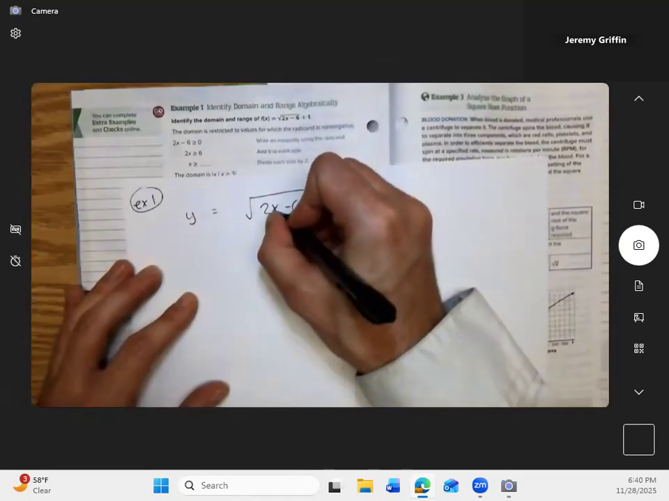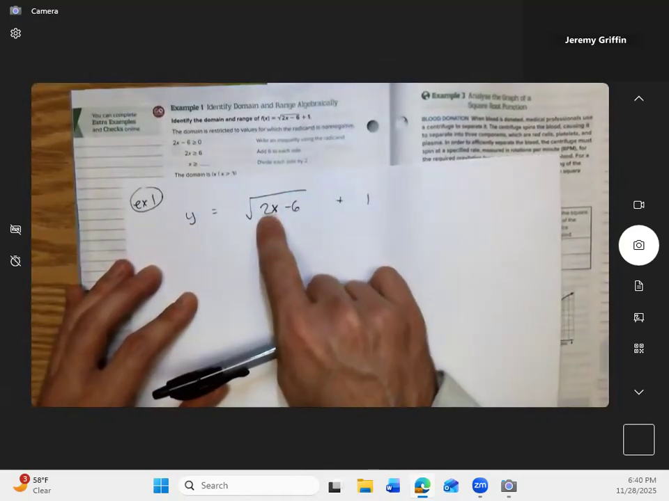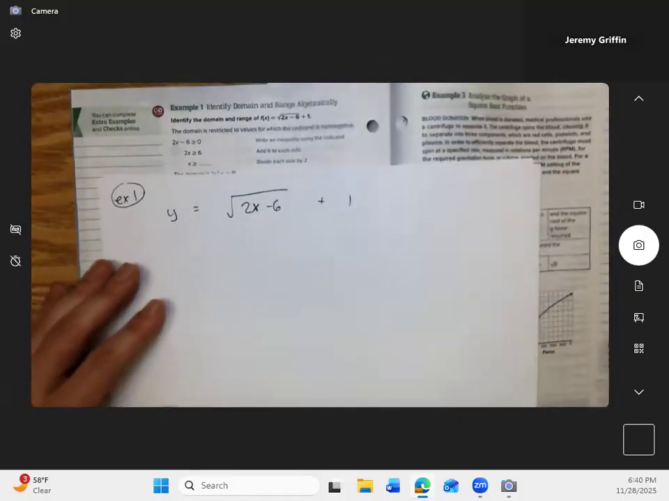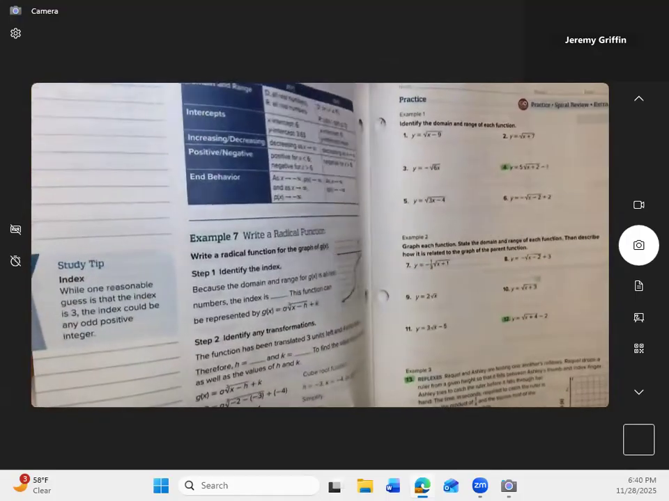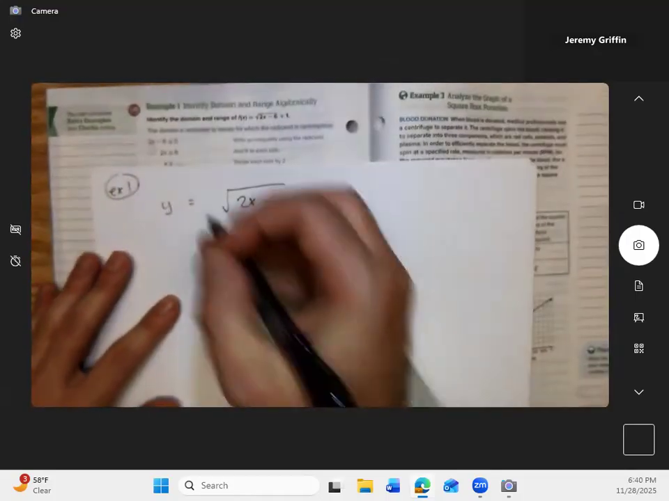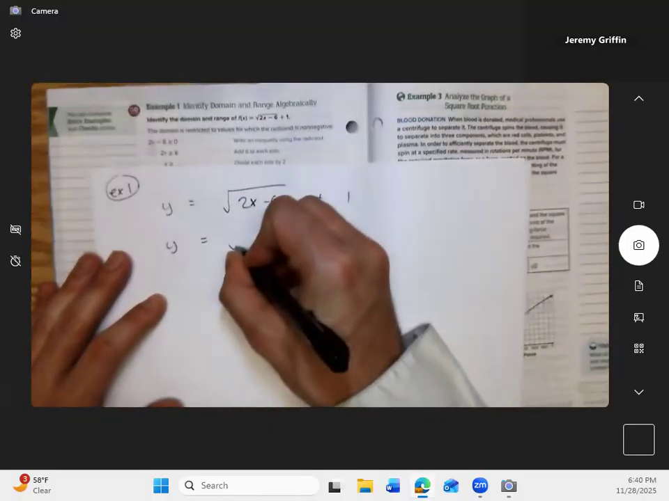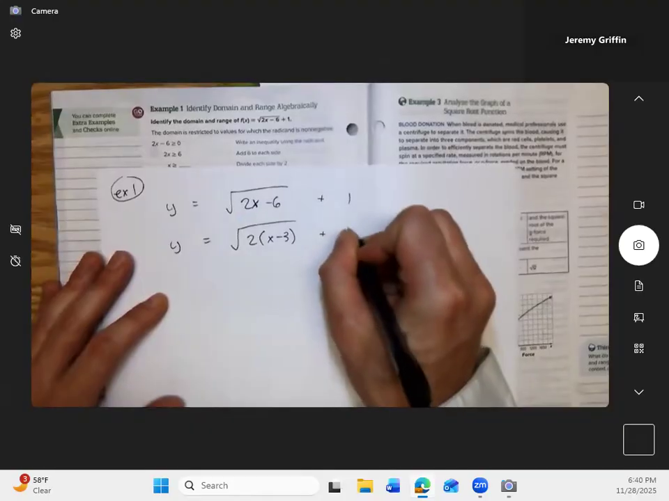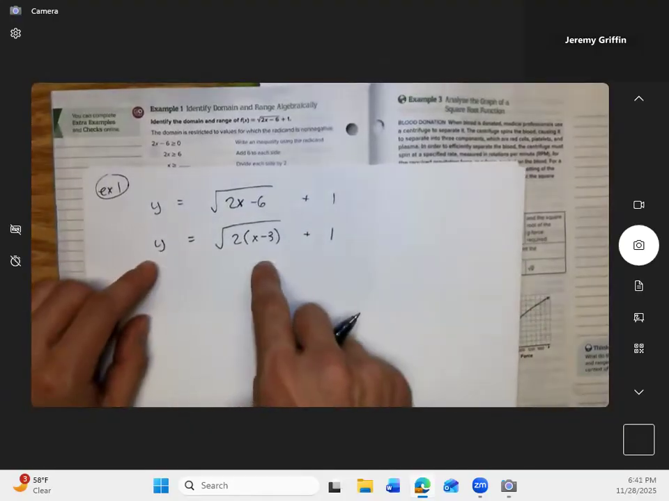Okay. Now, this is one of the rare times that the book actually did throw a factor 2 on the x. They pretty much don't do that, or I don't remember them doing that so much later on. Yeah, looking at all these examples, they didn't really do that so much. Okay. So you could think of it like this if you wanted to, square root of 2 and then x minus 3.